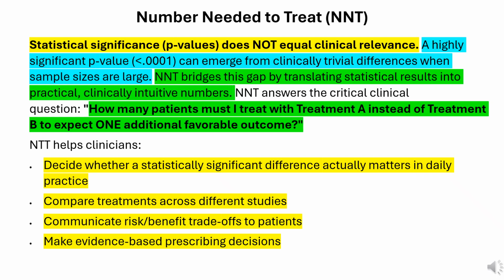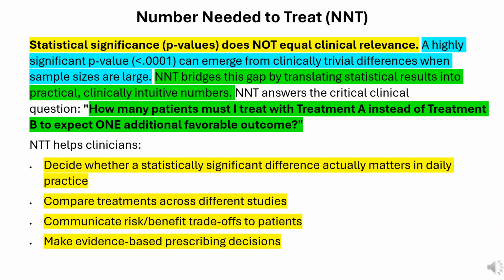Number needed to treat, NNT. Statistical significance, p-values, does not equal clinical relevance. A highly significant p-value, less than 0.0001, can emerge from clinically trivial differences when sample sizes are large. NNT bridges this gap by translating statistical results into practical, clinically intuitive numbers.